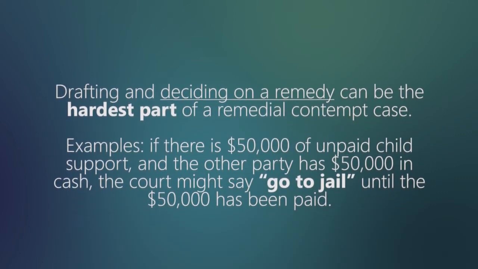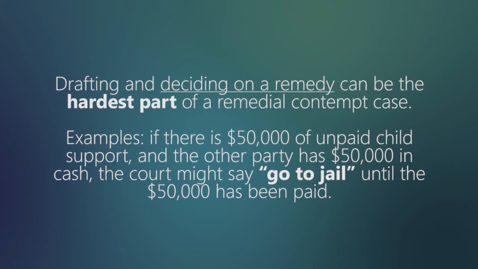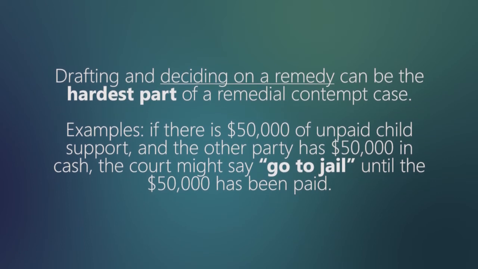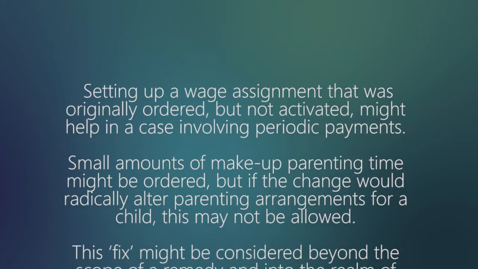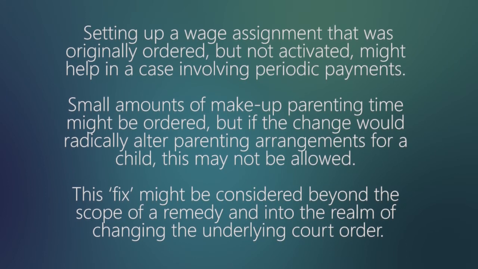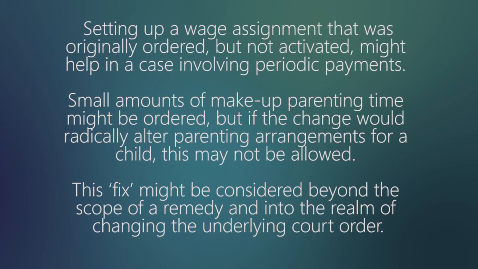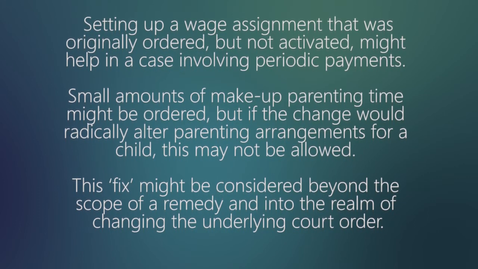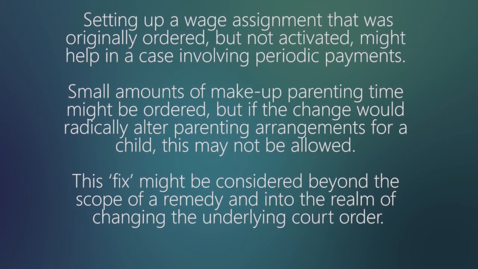Drafting and deciding on a remedy can be the hardest part of a remedial contempt case. Examples: if there is $50,000 of unpaid child support and the other party has $50,000 in cash, the court might say, go to jail until the $50,000 has been paid. Setting up a wage assignment that was originally ordered but not activated might help in a case involving periodic payments. Small amounts of making up parenting time may be ordered, but if the change would radically alter parenting arrangements for a child, this may not be allowed. This fix might be considered beyond the scope of a remedy and into the realm of changing the underlying court order.